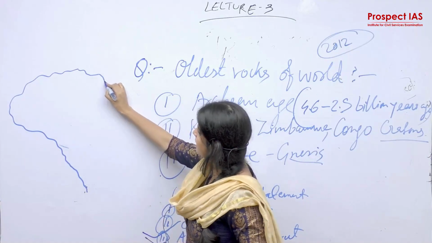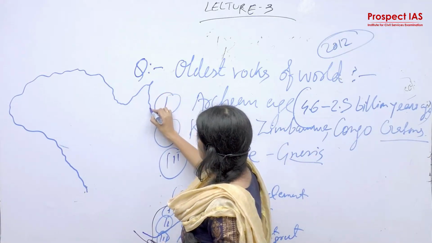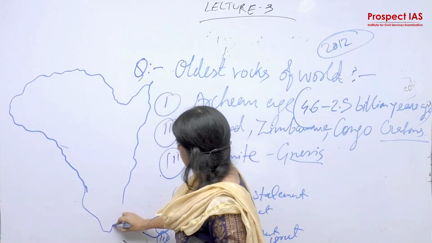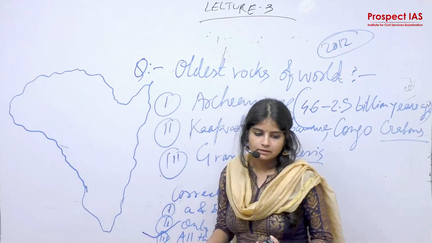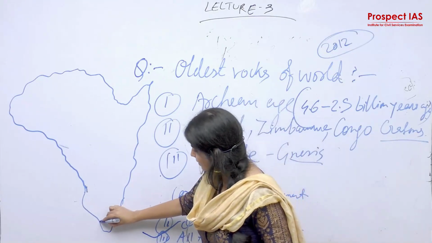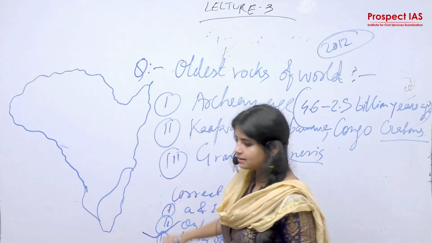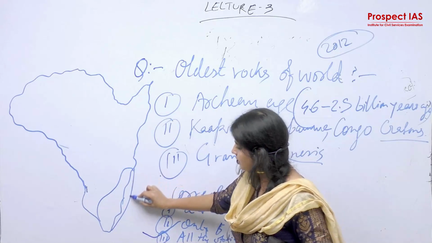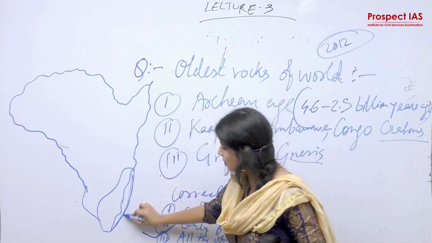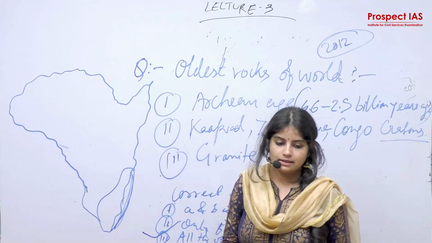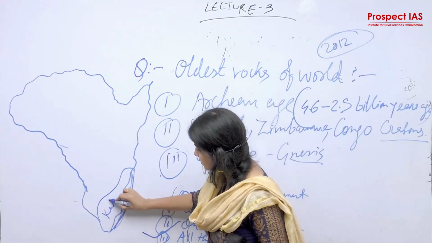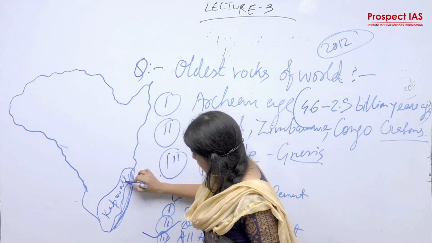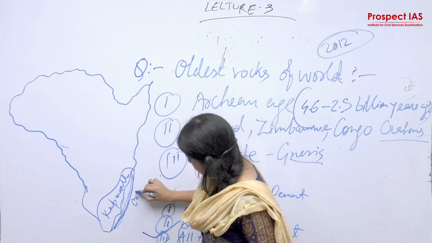This is how the map of Africa is. Here the craton means, I discussed already, cratons is a region, not only specific. So this belt has the oldest rock. This whole belt, this whole region has the oldest rock in Africa. So this region is called Kapwal Craton.